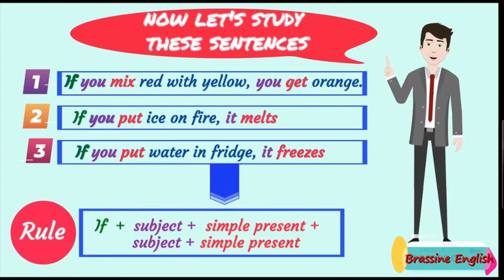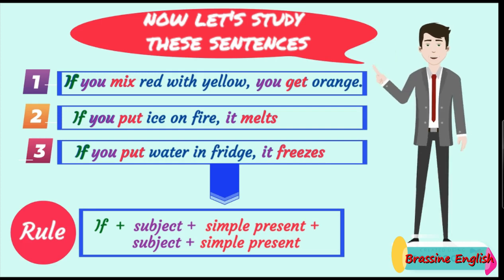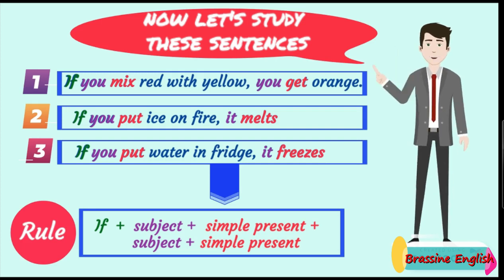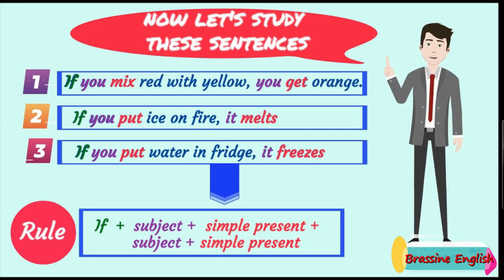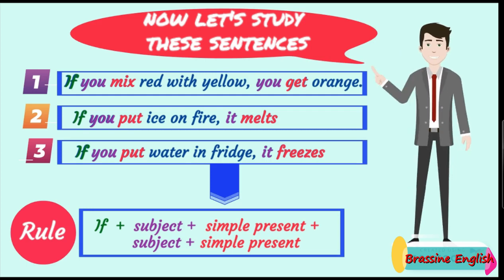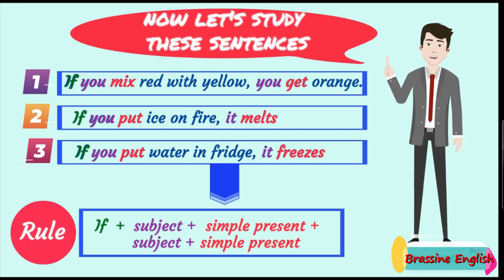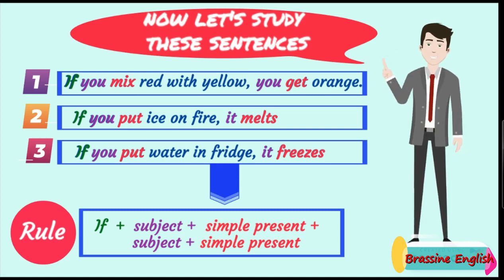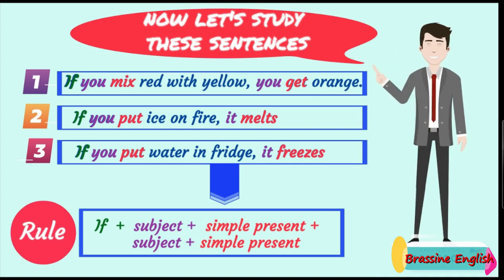So from all these sentences, we can get the rule of conditional type zero. The rule is if plus subject plus simple present. Then in the main clause, we have subject plus simple present. Now we know from all these sentences that in the main clause and the if clause, both the verbs are conjugated or put in simple present.